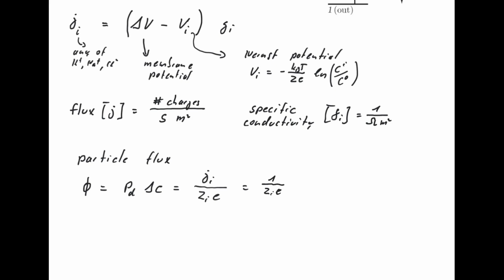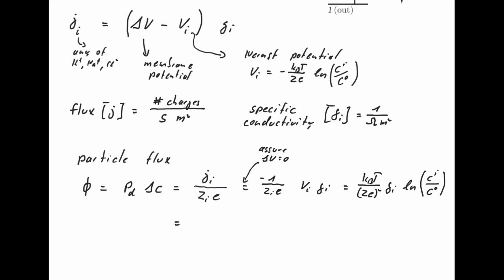And if we assume for the time being that delta V actually is 0, we obtain a relation between the permeability coefficient and the resistivity given by Pd times delta C is equal to kBT divided by Z e squared, Gi, log of the concentration inside divided by the concentration outside.